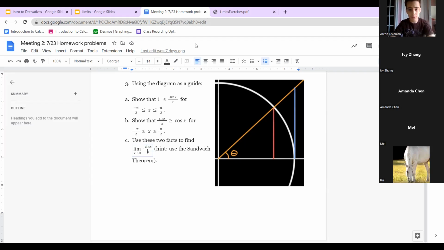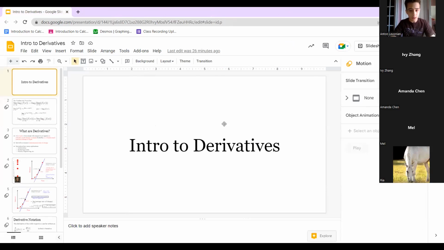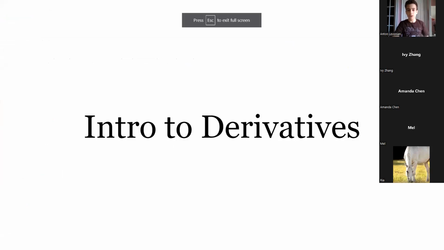Okay. So in that case, I will go to the presentation on derivatives. This class will be an introduction to derivatives. We already kind of talked about derivatives in our first lesson, but today we will go a bit more in depth into what a derivative is, how it is defined formally with math, how we can write it down, and then some interesting relationships between continuity and a derivative.